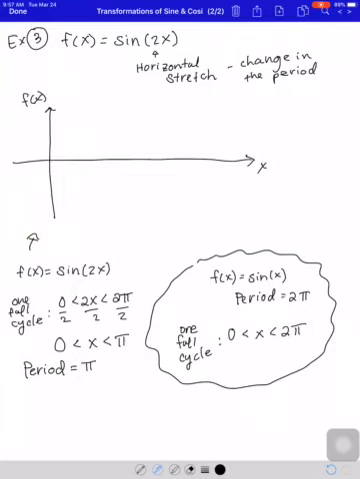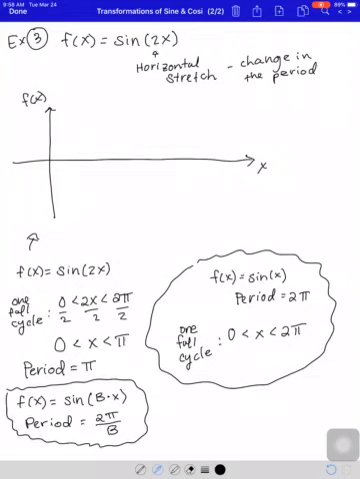Now, in general, if we want to find our period, if our function looks like this, f of x is equal to sine of some number, let's call it b, times x, then the period is given to us by the formula 2 pi, and I just divide by this number b. Just like we did up here, we divided by that 2, and we got a period of pi. So now we're going to do 2 pi divided by b, and this is in general. So this is important. This is to find the period in general.